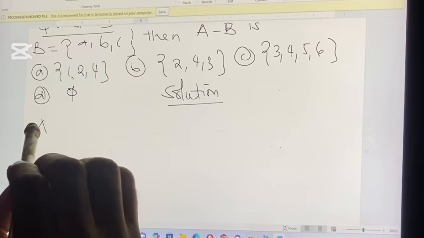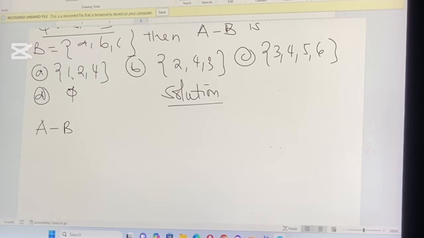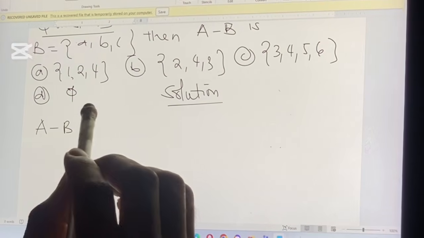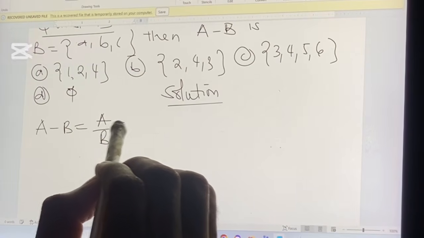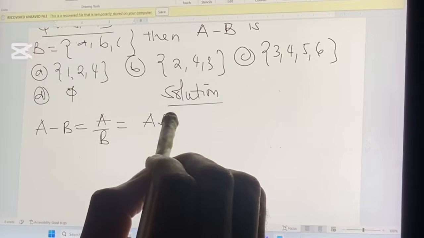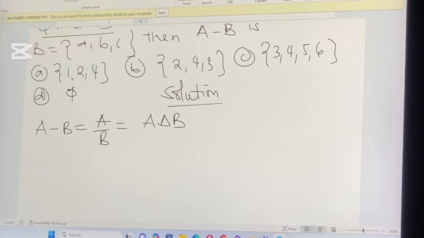Before we solve A minus B, which is difference of two sets, we have to know what difference of two sets is and the simplest way to simplify difference of two sets. Okay, so if I'm given difference of two sets here, A minus B, this can also be expressed as A over B, or this is the same as A symmetric B. Please take note. So how do we evaluate this difference of two sets?